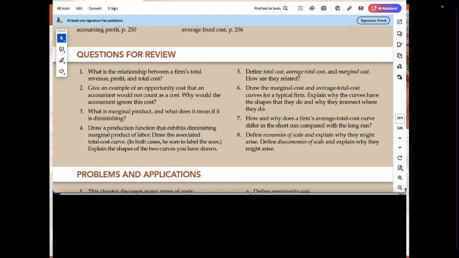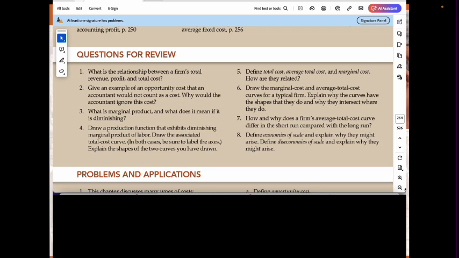What is marginal product, and what does it mean when you say that the marginal product is diminishing? We should be able to draw a production function that exhibits diminishing marginal product of labor, and we should be able to associate the fact that when productivity diminishes with additional laborers, the cost goes up, or in other terms, the marginal cost increases as the quantity of things that we're making goes up.